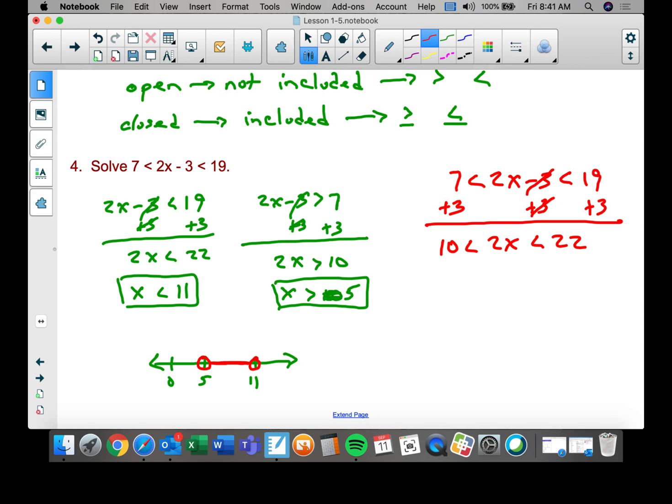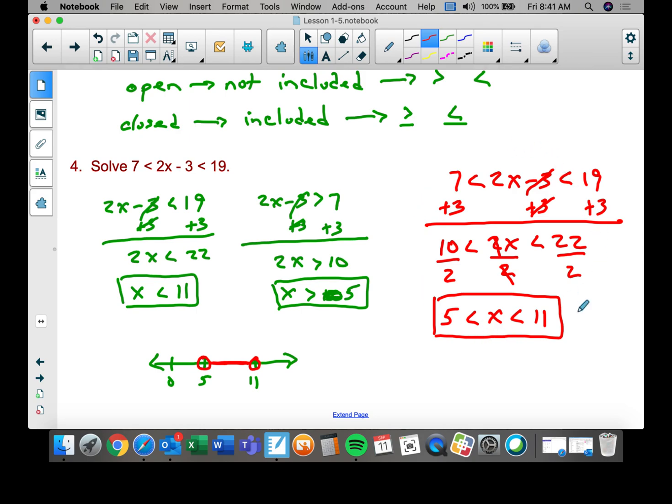And now to get x by itself, I would divide by 2, but I would have to divide everything by 2. Okay, so again, in all 3 spots. So you actually get 5 is less than x, those 2's cancel out, is less than 11. And there is the other version of your solution. And what you notice is, notice how the x is sandwiched in between the 5 and the 11, just like we had on the number line over here. Okay, so you're looking at that. That's another way of doing it.